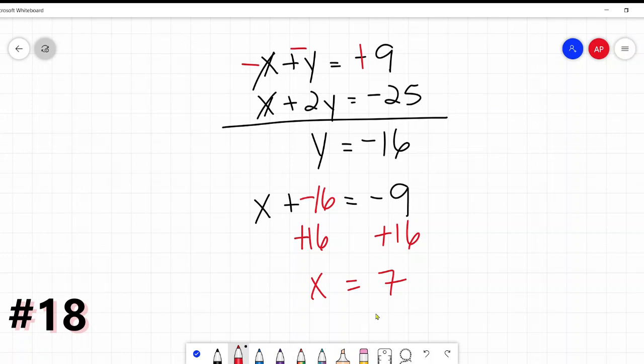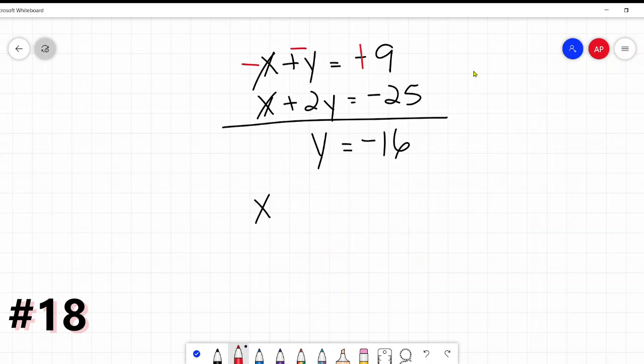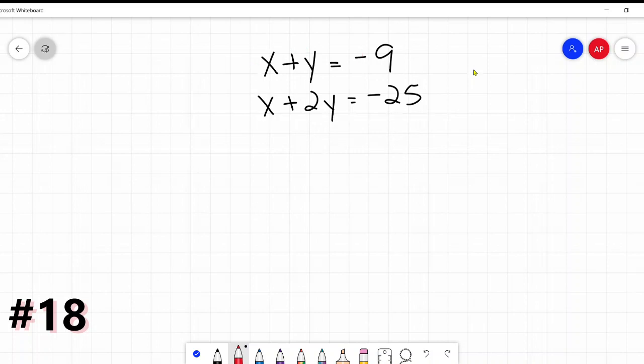Okay, so let's go backwards a little bit. Now again, they did ask what is the value of x. So if you decided I would rather eliminate y and go straight for the x, we can do that too.